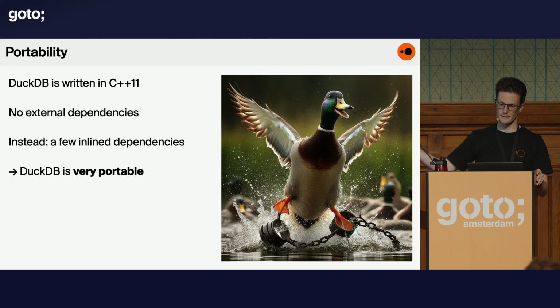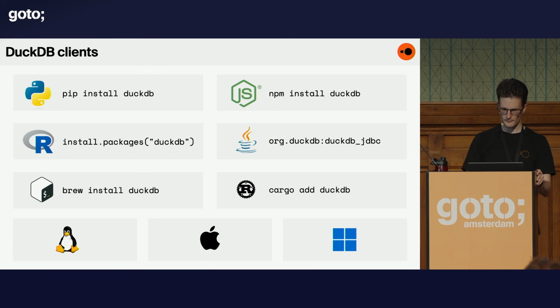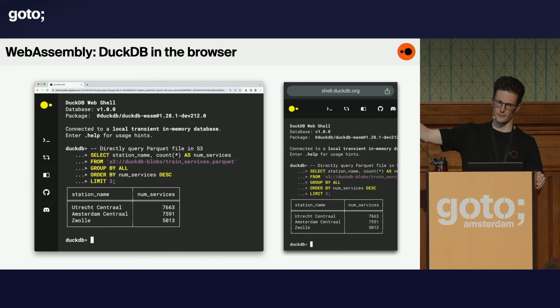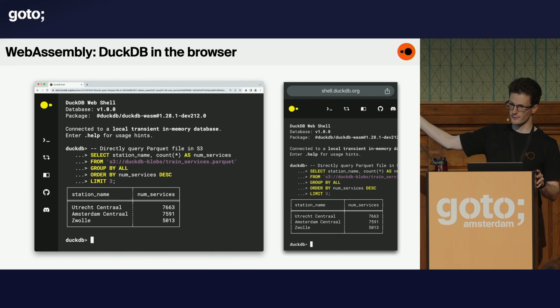So we have a bunch of inline dependencies that are part of the code base. We vendor those dependencies into the code base. It's still C++11 in its entirety. And this means that DuckDB is very portable. It doesn't have any dependencies to hold it down. And thanks to this, we have clients for many platforms and many programming languages. We have a Python, R, Node.js, Java, Rust, Go, and many different clients, also a standalone CLI application, and our crown jewel, which is DuckDB in the browser. On the left, you can see it running on a desktop computer, and on the right, you can see it running on a phone.